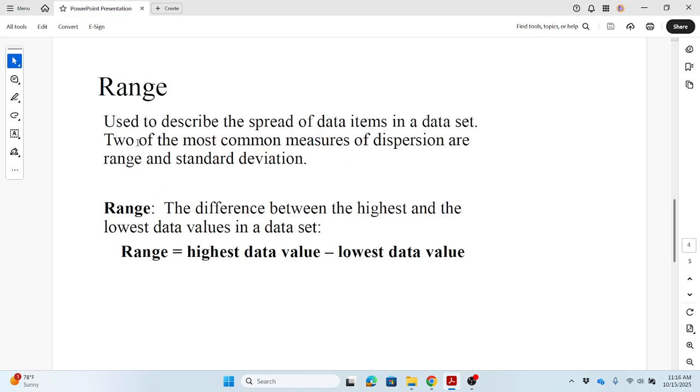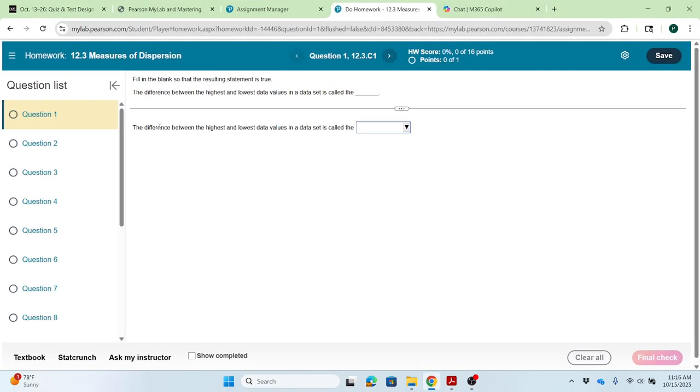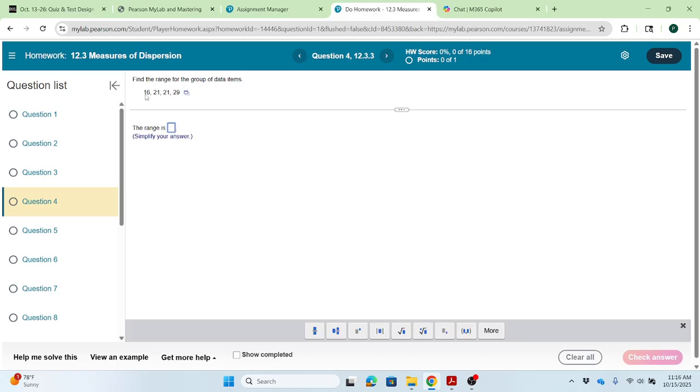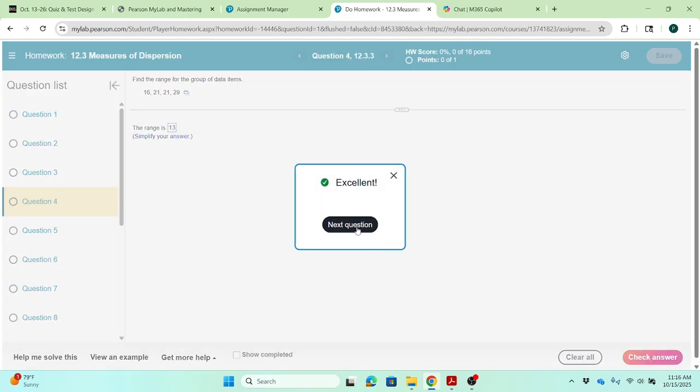So first of all, write down the data and sort it from lower to higher or higher to lower, and find the highest data value and then the lowest data value and find the difference between them. That's your range. So let's see, here is the data: 16, 21, 21 and 29. The range is 29 minus 16, which is 13. Just find the difference.